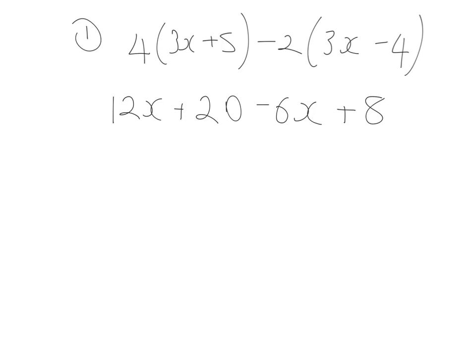Now I'm going to collect together terms. 12x take away 6x is 6x. 20 plus 8 is 28. 6x plus 28, that's the final answer.